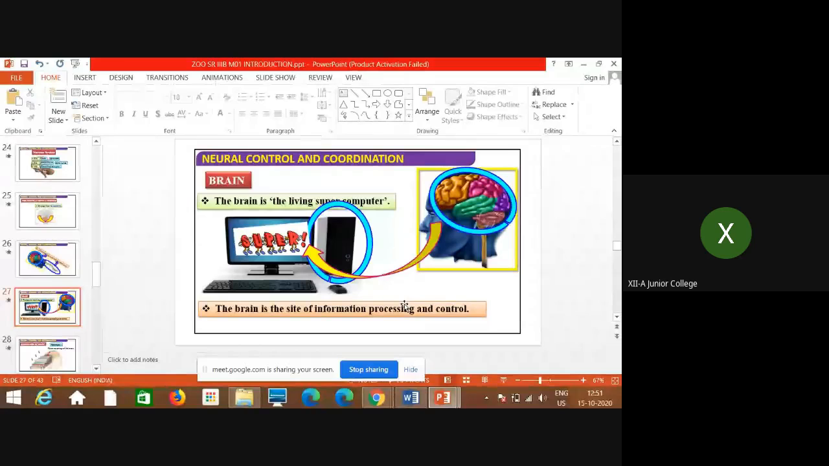Now, the brain is considered to be the living supercomputer. Everybody knows computers. The information is collected here. So the brain is the site of information, processing, and control. Information is stored, processed, controlled, everything.